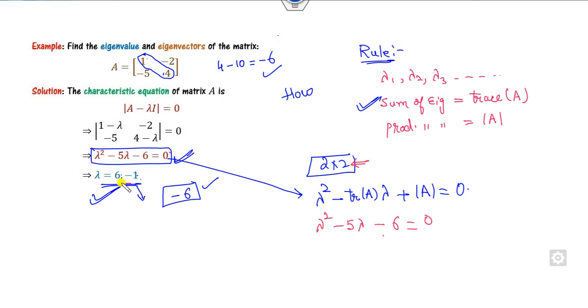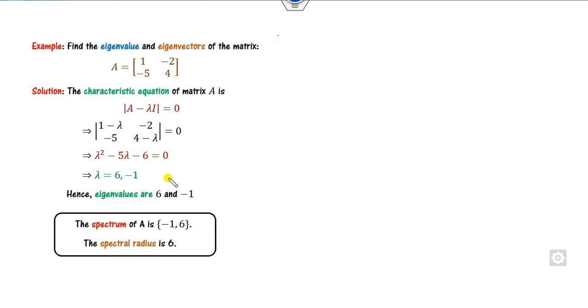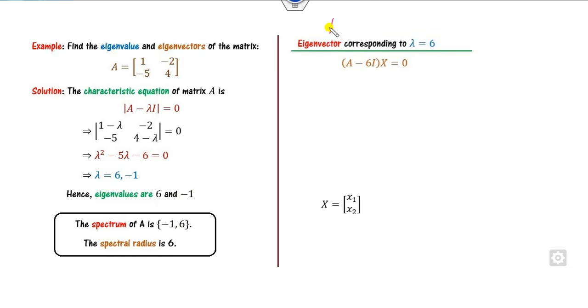So once you get here, what is the spectrum? You can see the eigenvalues are 6 and minus 1. These are distinct. The largest eigenvalue is called the spectral radius. Now you can find the eigenvector. We always start from here, (A minus lambda I) x equal to 0. So firstly we identify the eigenvector corresponding to 6 and later on for minus 1. Since it is a 2 cross 2, our target is to identify this x.